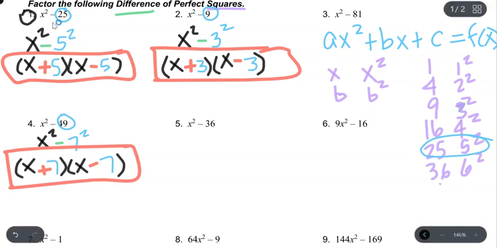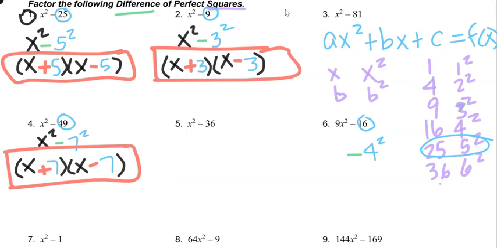Number 6, I have 9x squared minus 16. Well, let's look at the components. Do I have a difference? Yes, I do. So the difference component is met. And then let's work backwards here. Is 16 a perfect square? Yes, it is. It is 4 squared. So far, so good. But let's look at the lead term now.